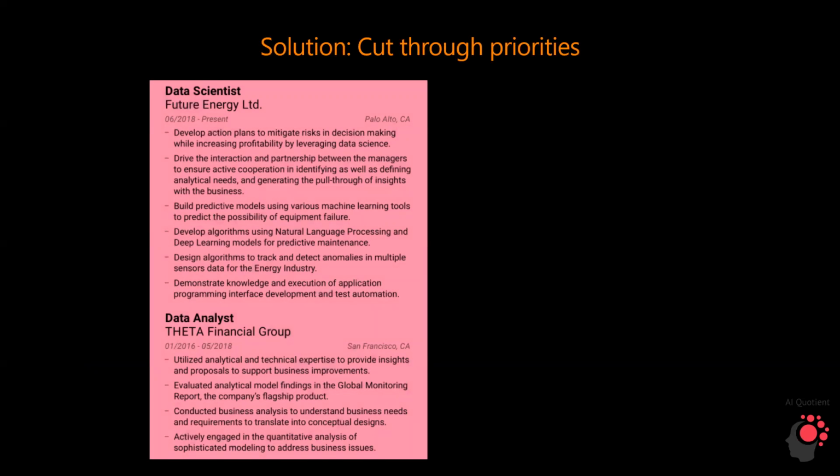Now look at these two projects for this data scientist. Look at every sentence corresponding to analytics, corresponding to problem solving. Developing action plans, driving the interaction, partnership among stakeholders, building predictive models, developing algorithms, designing algorithms, demonstrating knowledge and execution through test automation. And look at how you provide insights. Execute analytical modeling, conducting business analysis. Do you see that every line that was mentioned here? She might have had other experiences apart from being a data scientist. She might have done other things in the project apart from just analytical work.